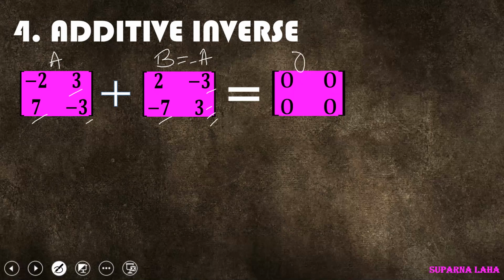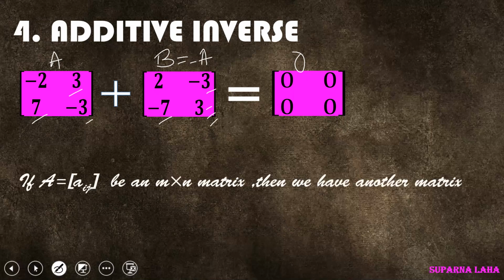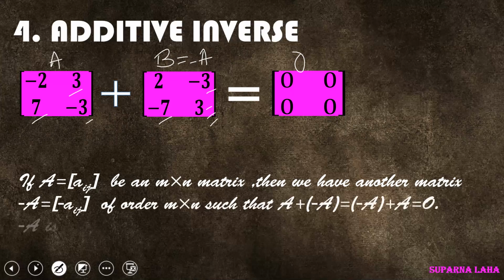So A plus -A, and since the commutative law holds, I can say also -A plus A. And the ultimate result you will find is the null matrix. Since adding these two matrices gives the null matrix, we will call -A the additive inverse of the matrix A. Clear? What is additive inverse?